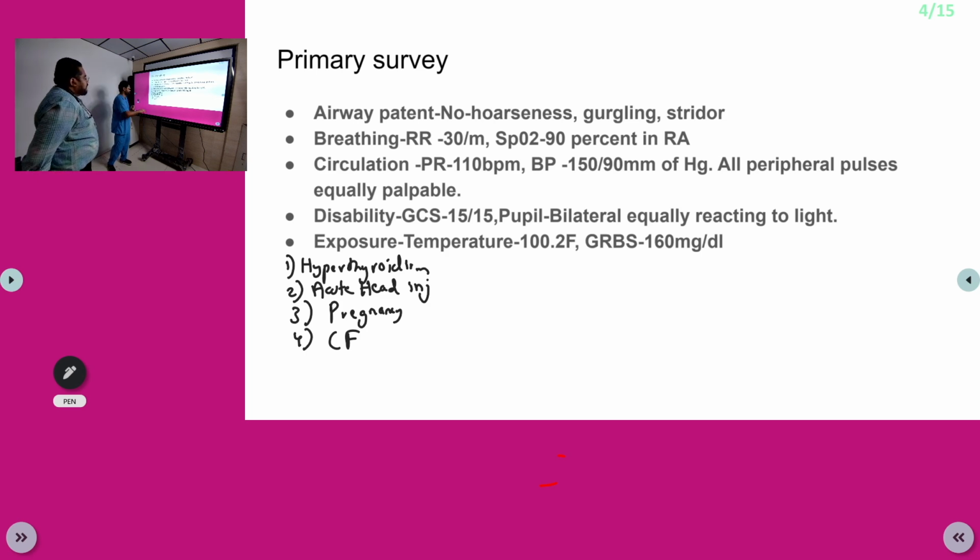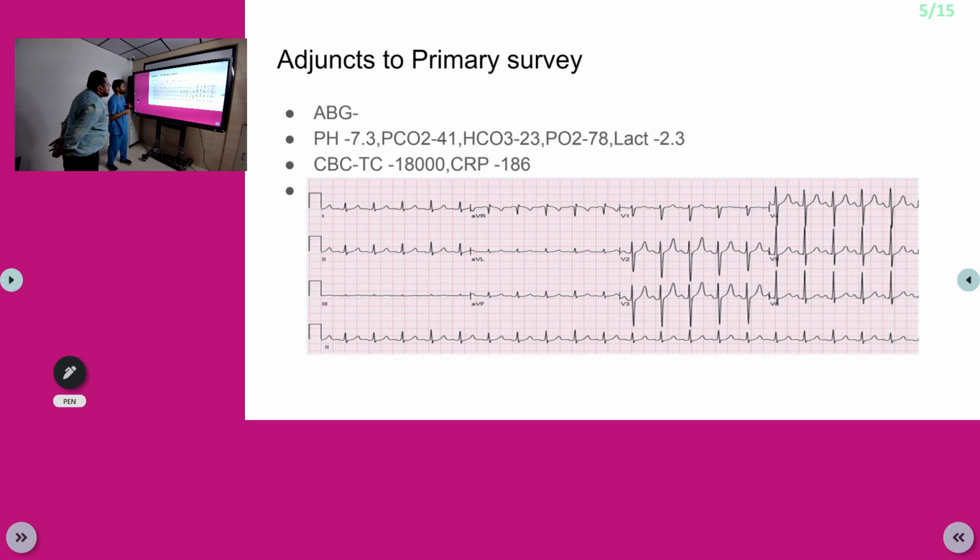Continue. Coming to the actions of primary survey, ABG was taken, showing a pH of 7.3, PCO2 of 41, bicarbonate of 23, PO2 of 78 and lactate of 2.3. Okay. No acute acid-base disorders as per ABG.